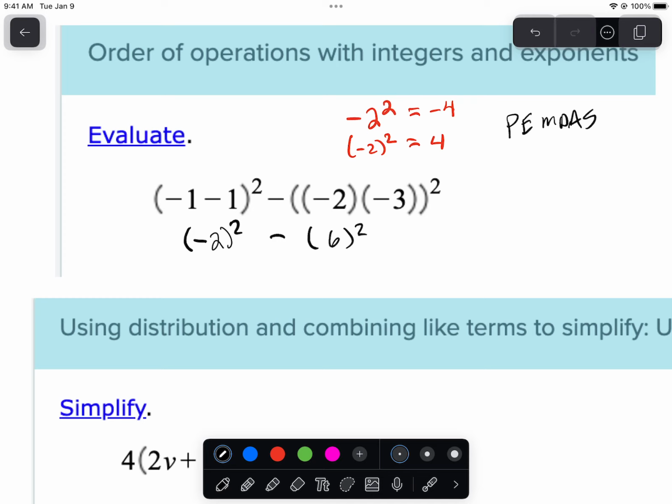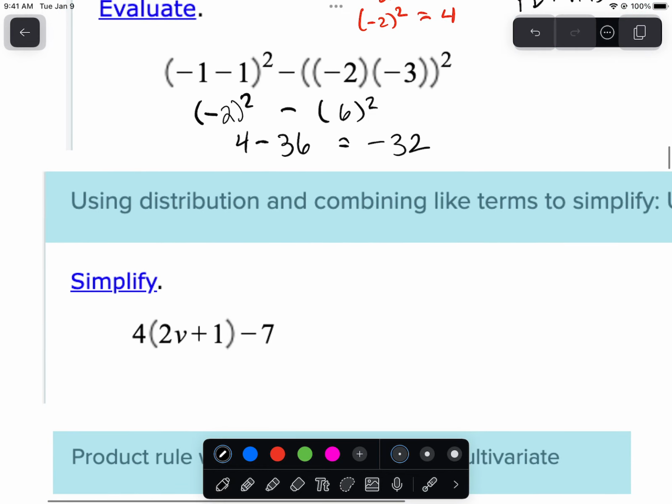Now remember, PEMDAS, please excuse my dear Aunt Sally, says we've got to work on any powers that are on the outside. So let's do that next. (-2) squared is going to become a 4. 6 squared is a 36. And then finally, 4 minus 36 is -32. Okay. Any questions about that? Okay, let's look at number 4.